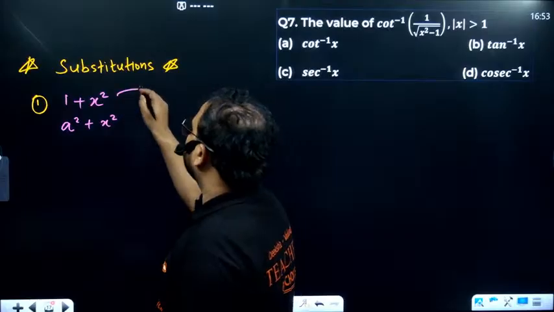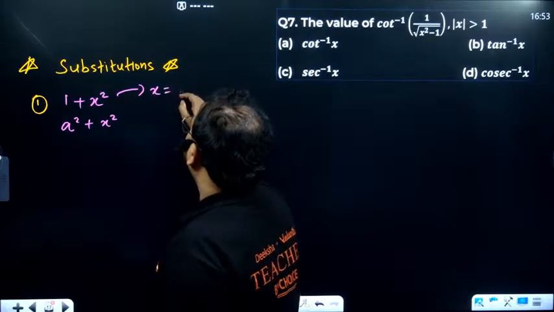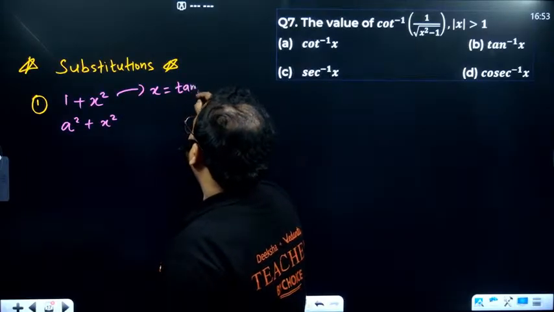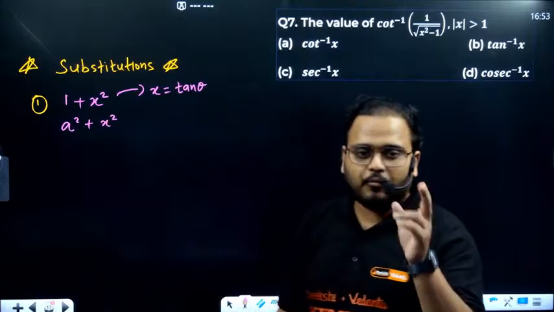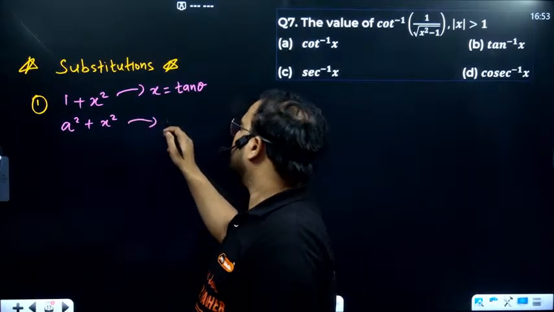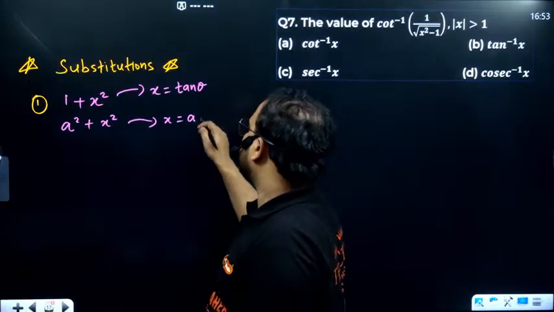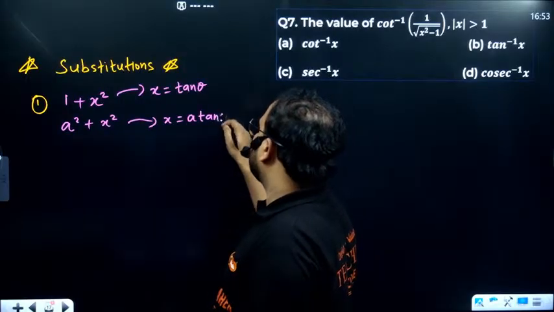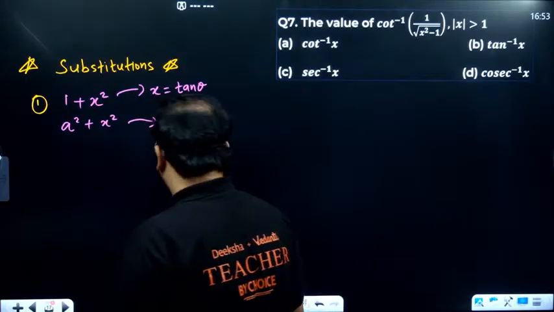then please substitute over here x equals tan theta, because 1 plus tan square is what? Sec square. You will have to use that. Over here, x equals a tan theta. Please remember, guys, very very useful.